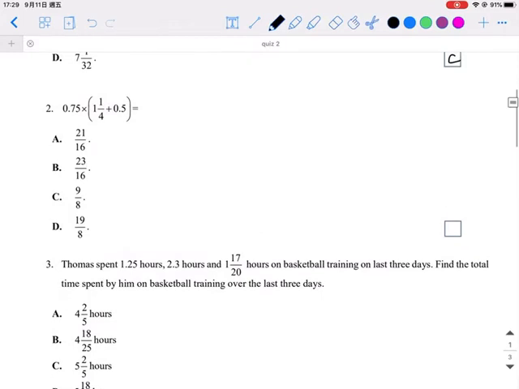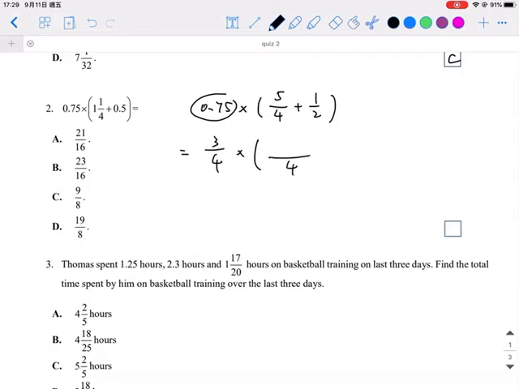And the next one, for the decimal number, I can change to 0.75 multiplied by 4 and 5 over 4 plus 1 over 2. So we change the decimal number to a fraction and then multiply by 4, which is 5 plus 2, right? So that means it's 3 over 4 times 7 over 4. Therefore it's 21 over 16. Then the answer is A.